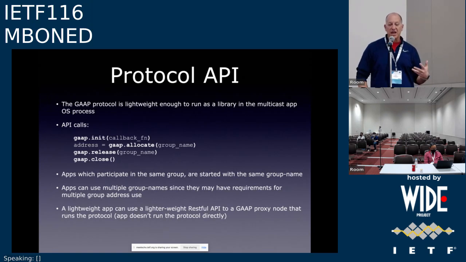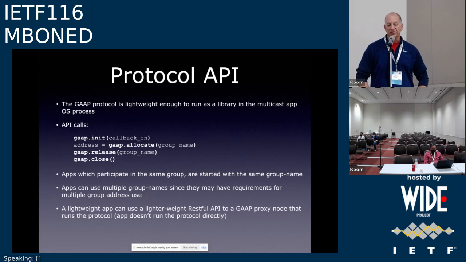So we decided to have GAP run inside the application process space, and there are 4 API calls to the protocol. You open the API using the init call, and you provide a callback function, so if the group does change, you can take action. And when you need a group address, you simply call allocate with the group name, and you get returned a multicast address, V4, V6, or both. Then you use it to join or send, depending on what instance of the application is running. And when you're done with it, you can release it.